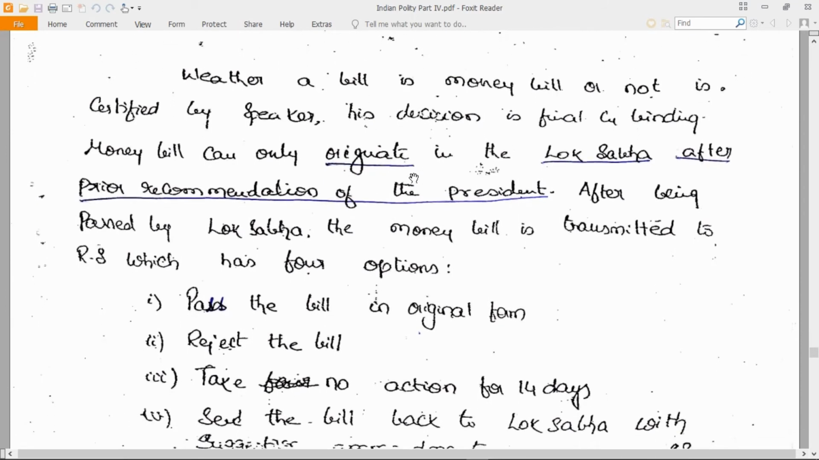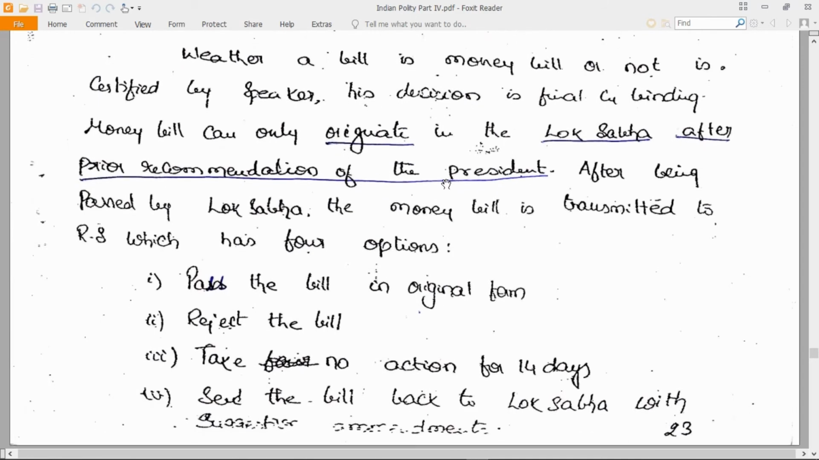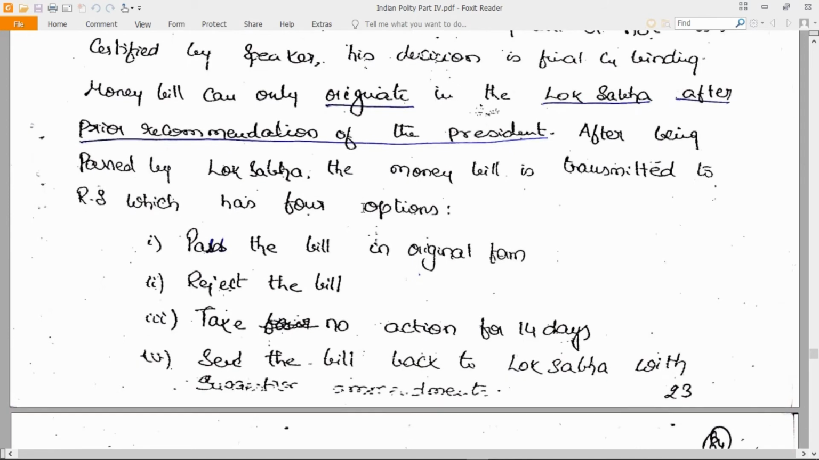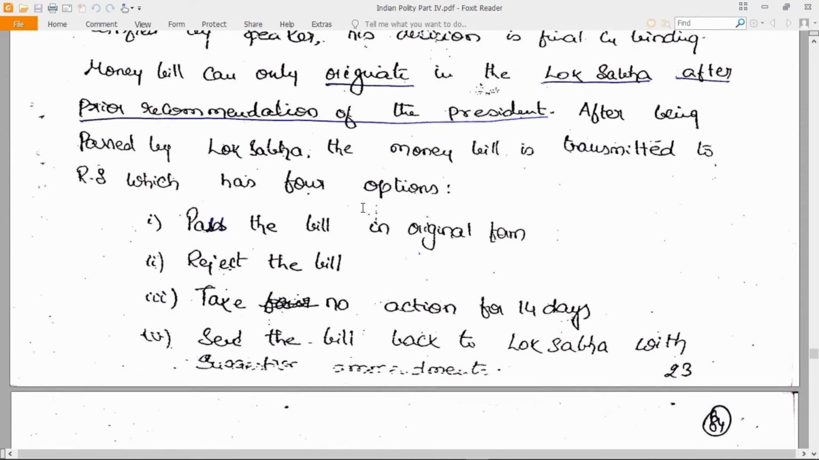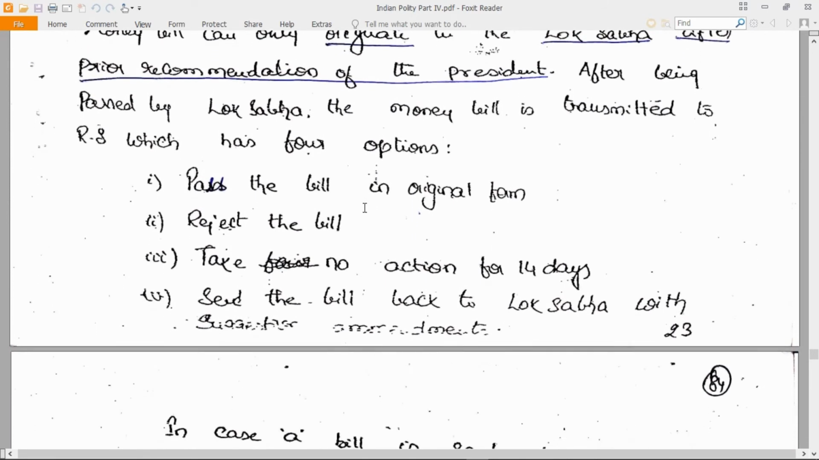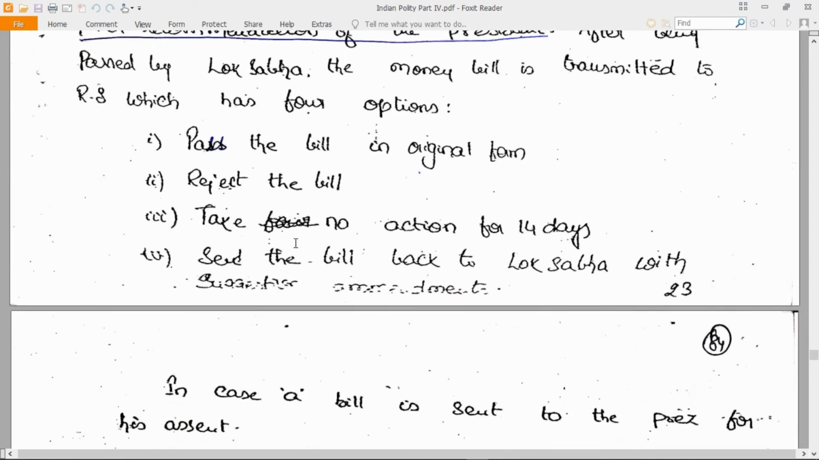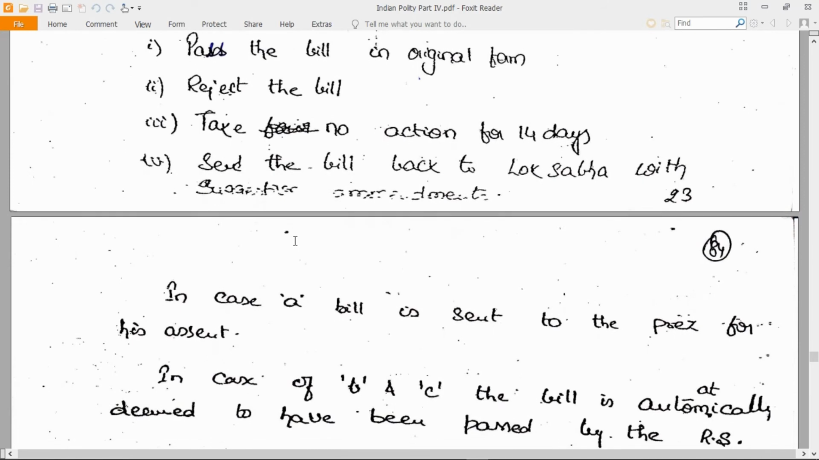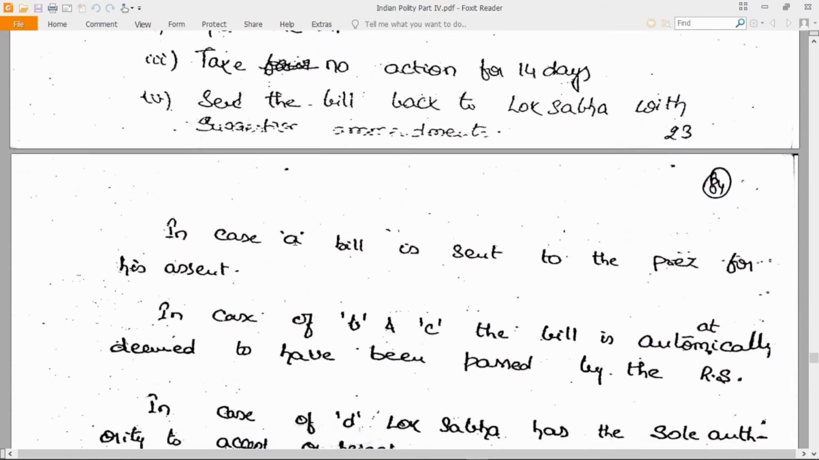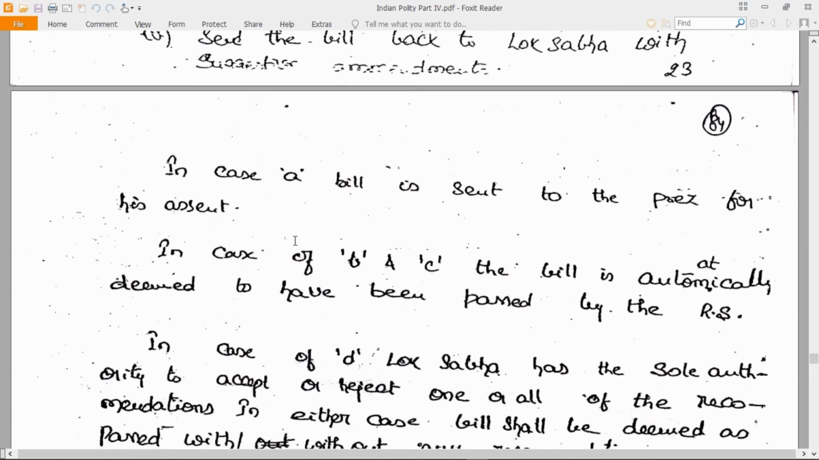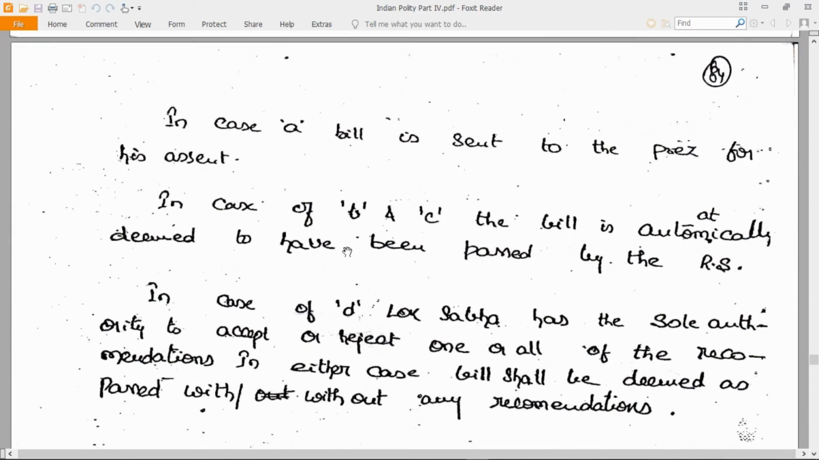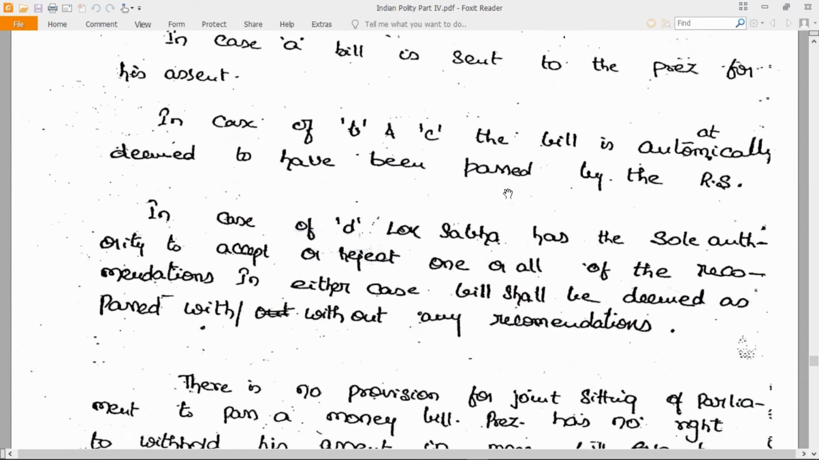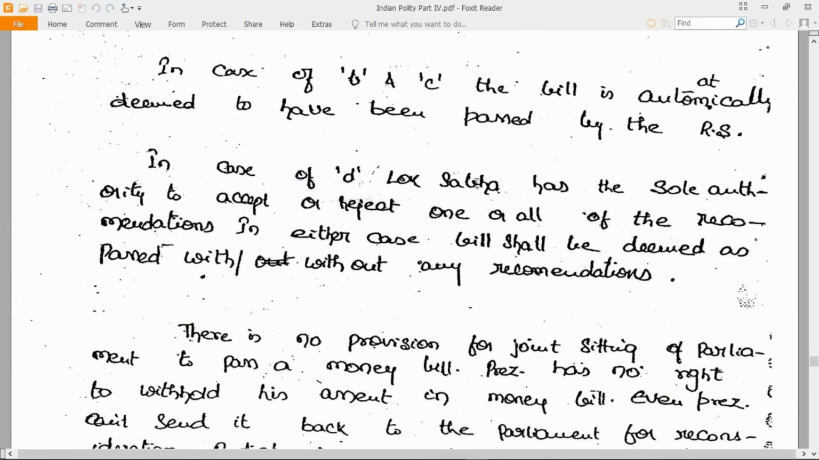A money bill can only be originated in the Lok Sabha after the prior recommendation of the President. After being passed by the Lok Sabha, the money bill is transmitted to the Rajya Sabha, which has 4 options: pass the bill in original form, reject the bill, take no action for 14 days, or send the bill back to the Lok Sabha with recommendations. Now, in case the bill is sent to the President for his assent, in cases A to C, the bill is automatically declared to have been passed by the Rajya Sabha.